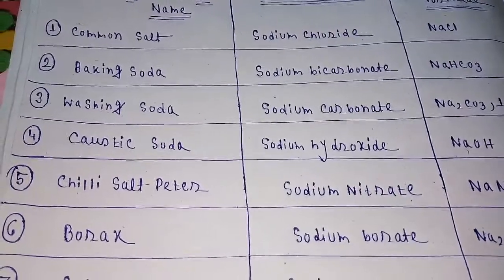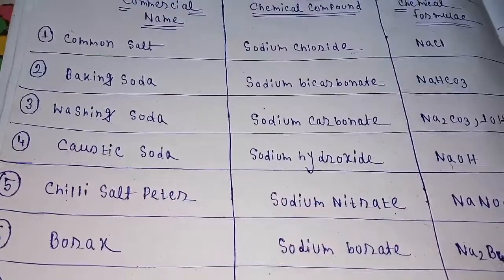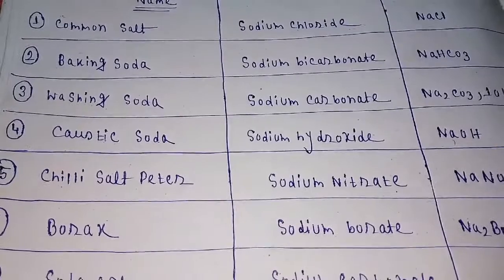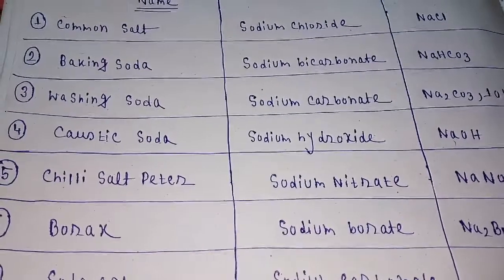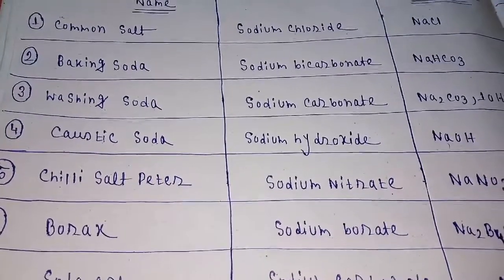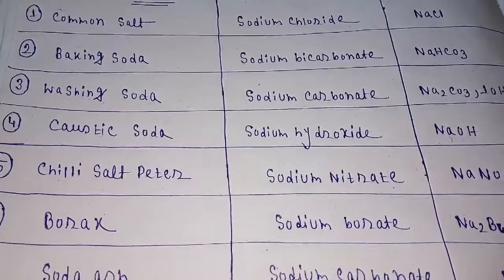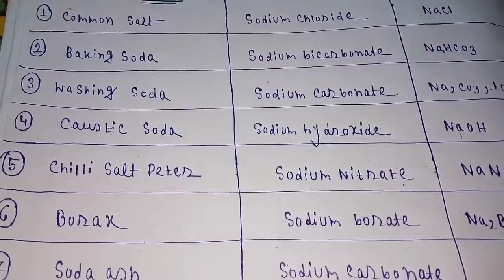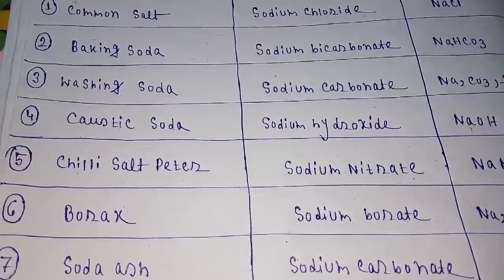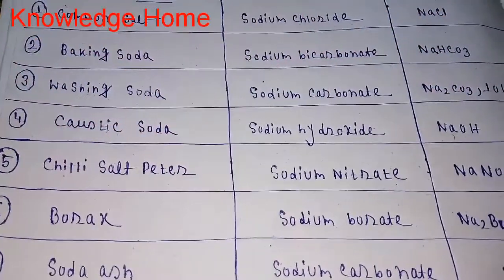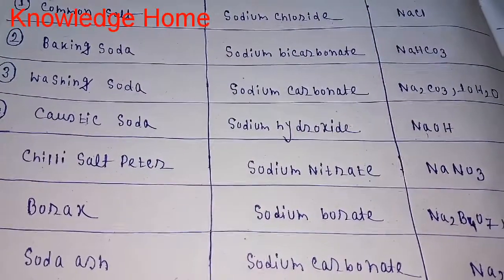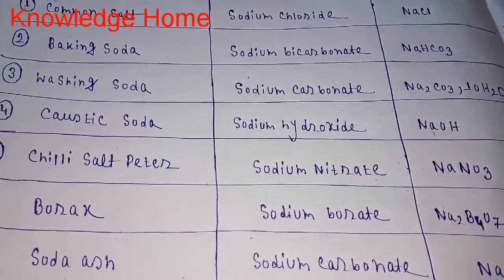Now the second is baking soda, chemical compound sodium bicarbonate, and the chemical formula is NaHCO3. Now the commercial name is washing soda. The chemical compound is sodium carbonate, and the formula is Na2CO3·10H2O.